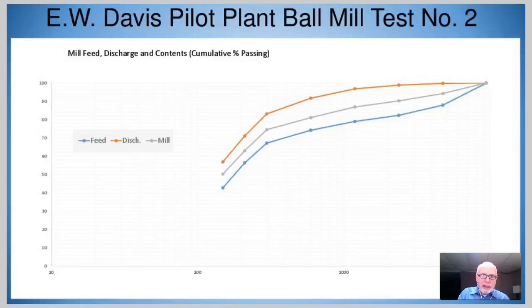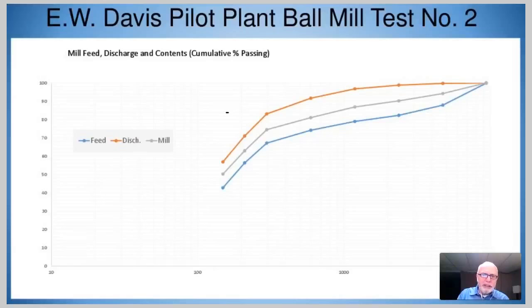So what is plotted here are the three size distributions. The blue line is the size distribution of the material entering the ball mill. The red line is the size distribution of the material discharging the ball mill. And the intermediate line is the size distribution of the actual mill contents. This was a ball mill circuit set up in closed circuit, grinding to a P80 of, say, 150 microns. And with the classifier product being, say, 150 microns.